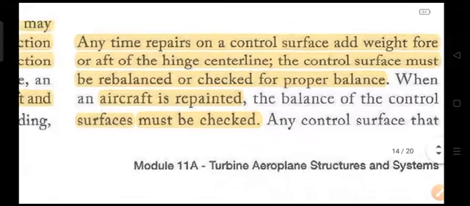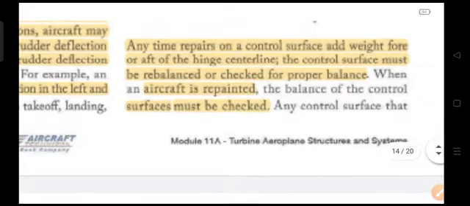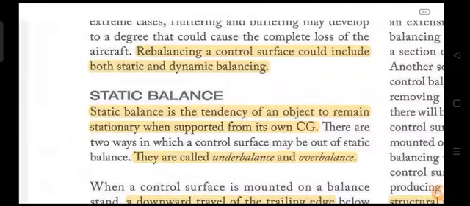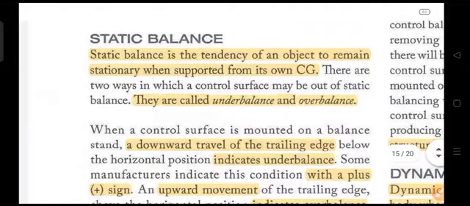Control surfaces should also be checked while balancing. Rebalancing a control surface could include both static and dynamic balancing. Now what is a static balance, what is a dynamic balance? Balance means on both sides everything is distributed well, then only something can balance, we know, right? Now what is static balance? Static means something which is fixed, firm. It is the tendency of an object to remain stationary when supported from its own CG.